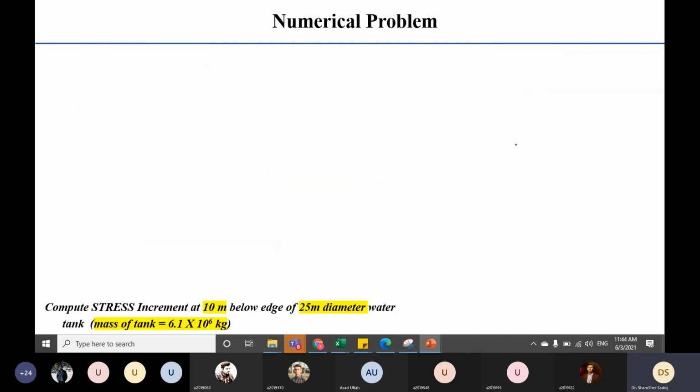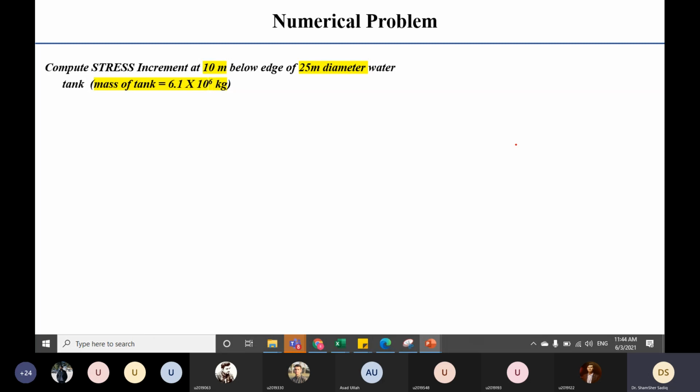Now let us see how to use this practically. Suppose you have a water tank which is circular, and you have to compute the stress increment due to the added load at 10 meters below the edge of a 25 meter diameter water tank, and the mass of the water tank is given. Now what does edge mean? If the water tank has a 25 meter diameter, this is the water tank and this is the centroid, so this means x must be equal to 25 divided by 2.